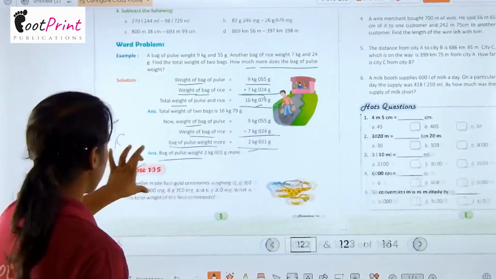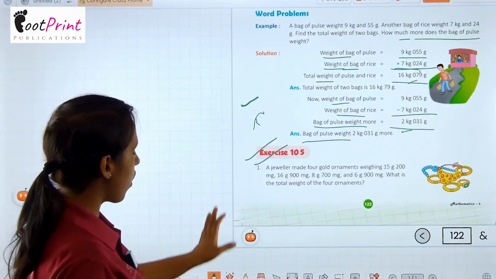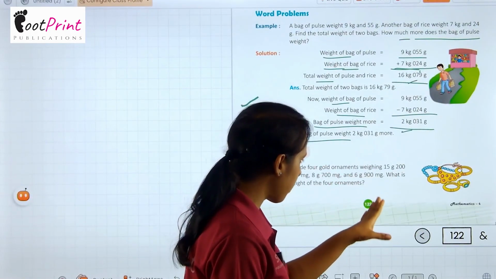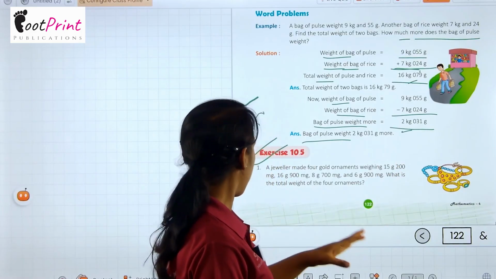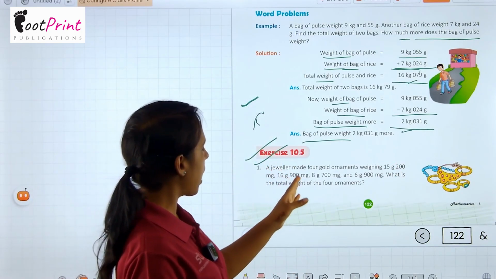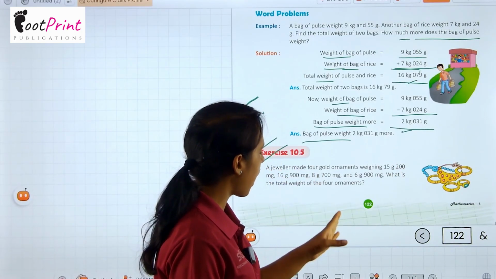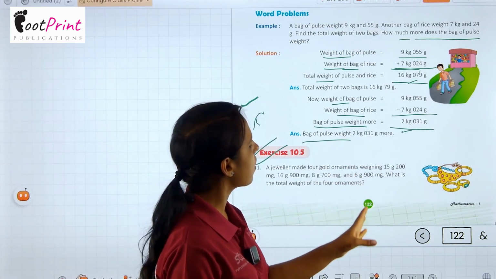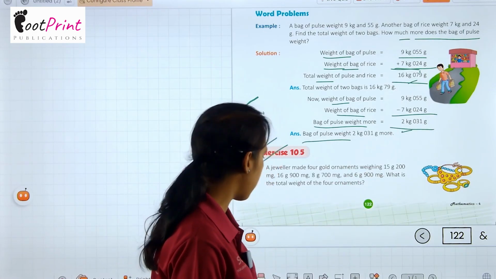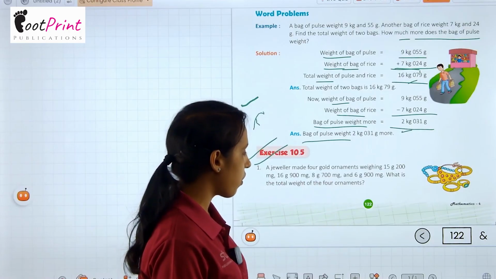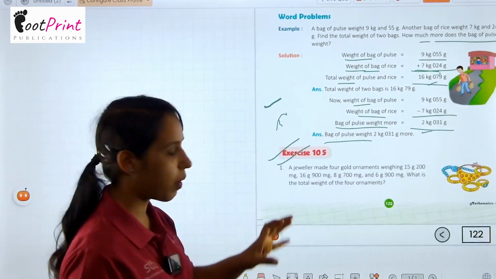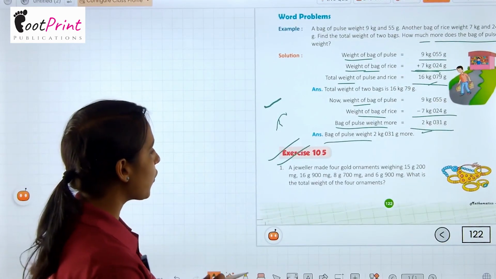Let's see here. So the first question is, a jeweler made 4 gold ornaments weighing 15 gram 200 milligram, 16 gram 900 milligram, 8 gram 700 milligram and 6 gram 900 milligram. What is the total weight of the 4 ornaments? So these are 4 ornaments, jewelry, and we have to find the total weight.